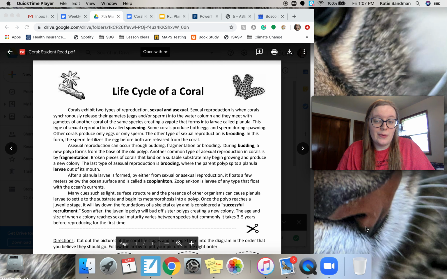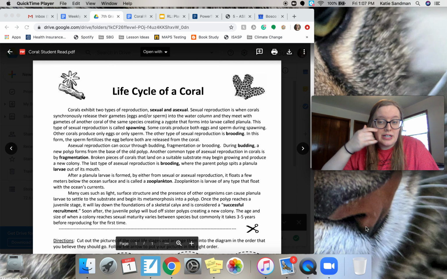Our first one is just going to be a reading video and showing you the worksheet that you're going to do with this. It's kind of like what we did last week, but we're only doing one of these assignments this week. So our reading this week is about the life cycle of a coral. I decided to do this one after the asexual reproduction just because coral can exhibit both sexual and asexual reproduction. So I'm going to go ahead and read this. I will include the reading again like I did last week, so that way you can do the worksheet.